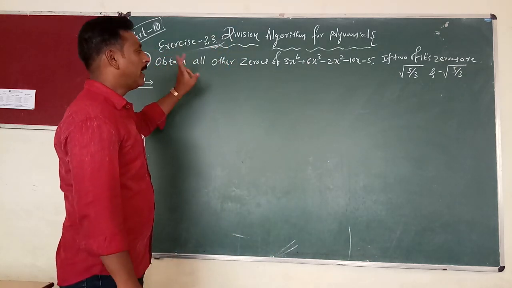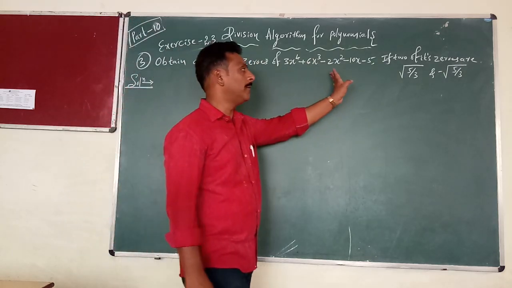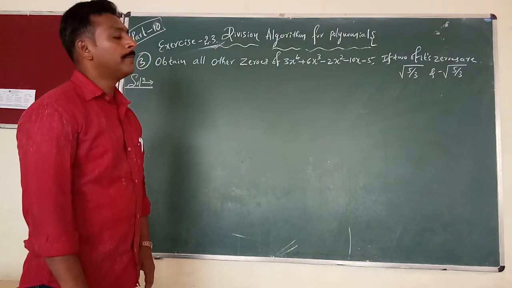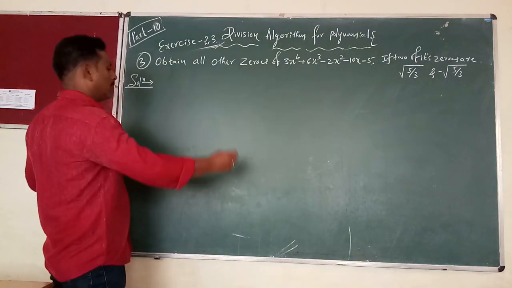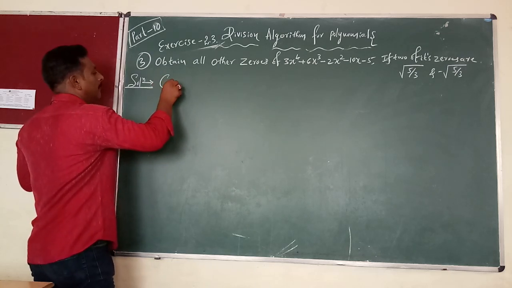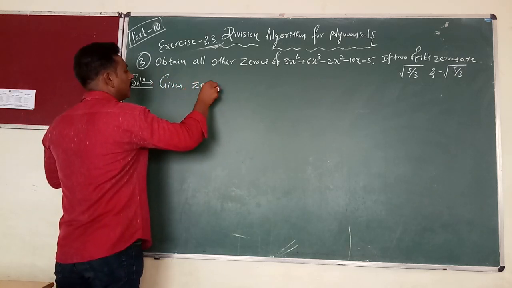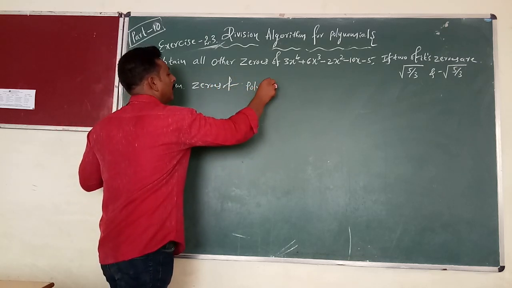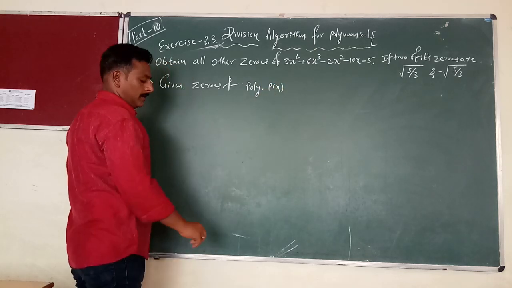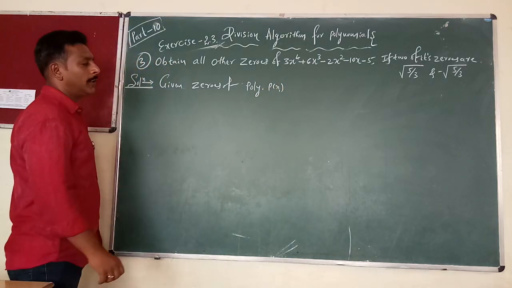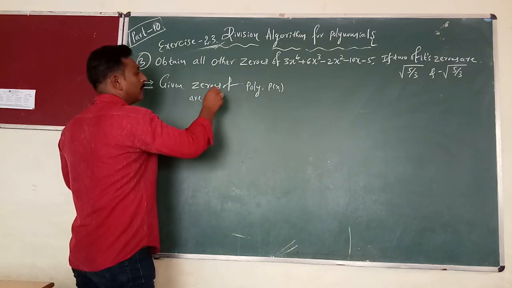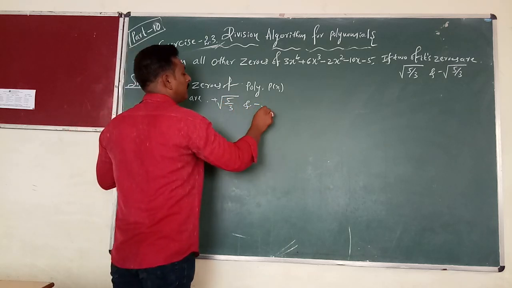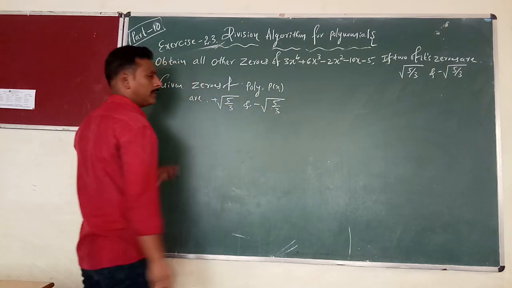I think you understood. Find all other zeros of this polynomial if 2 of its zeros are plus root 5 by 3 and minus root 5 by 3. These are the zeros. So let me start the solution. Given zeros of the polynomial p of x are, first one is plus root 5 by 3 and minus root 5 by 3. These are the 2 zeros.